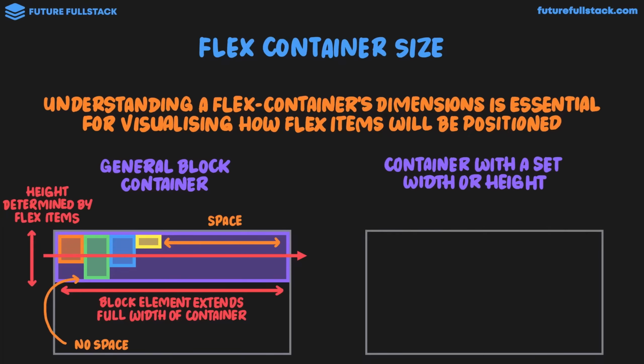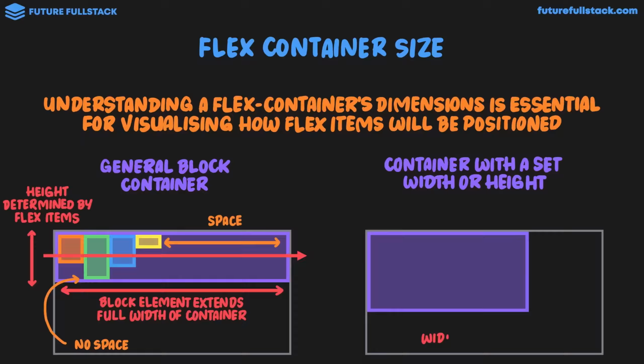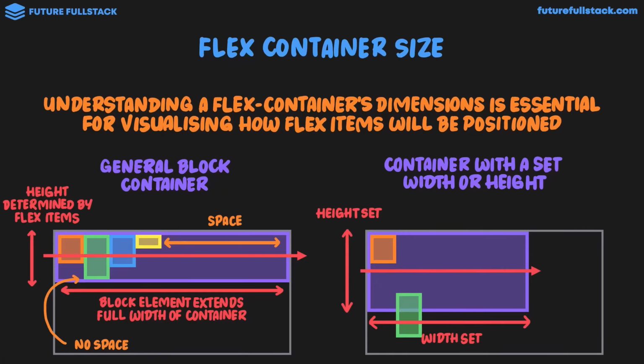Again, we have our browser, but we now have a flex container that looks like this. In this case, the width is set and the height is also set. Let's pop in our main axis, add in our flex items. We can see the amount of horizontal space here, which you can see is now smaller than the general block container. And in this case, because we've got a height set larger than the height of the biggest flex item, there is now vertical space.